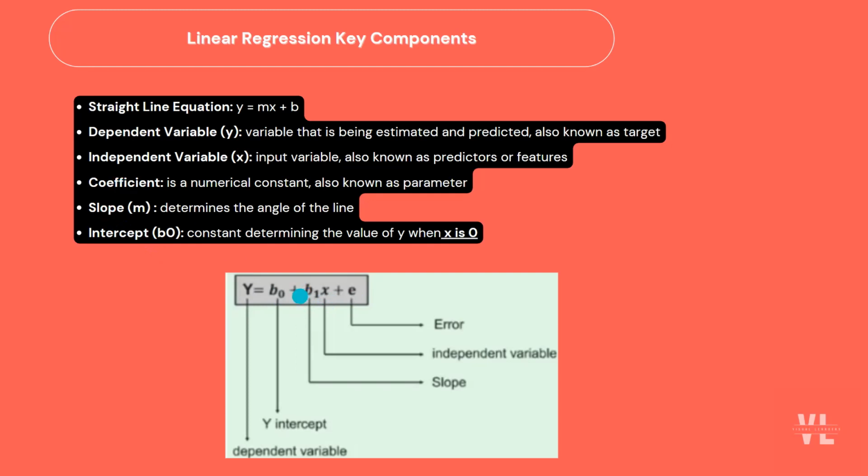The y-intercept b0 and the slope b1, or in this case m, which determines the angle of the line, are the parameters that we need to optimize. The intercept is different from the other set of coefficients that we use for the independent variables because it is a constant. It is used for determining the value of y when x is given as 0. When all the independent variables are 0, then we can get the y-intercept.